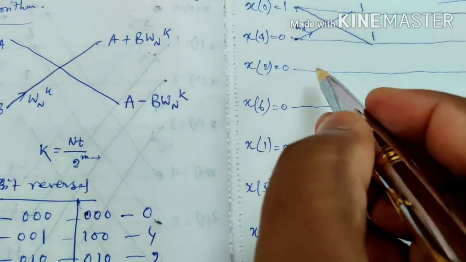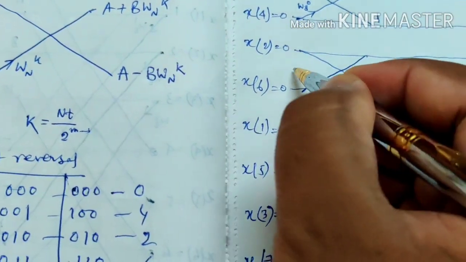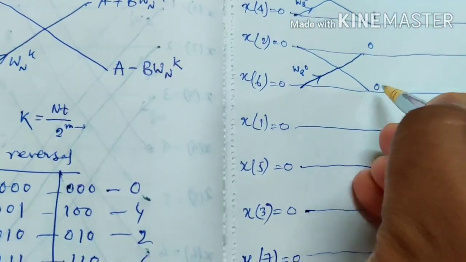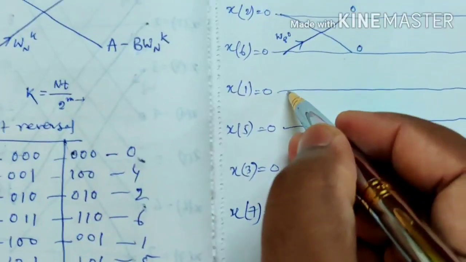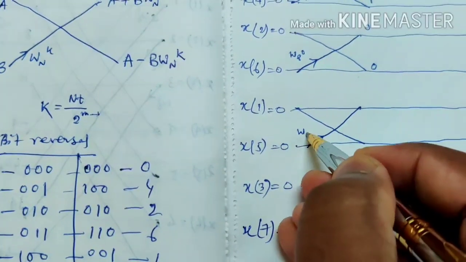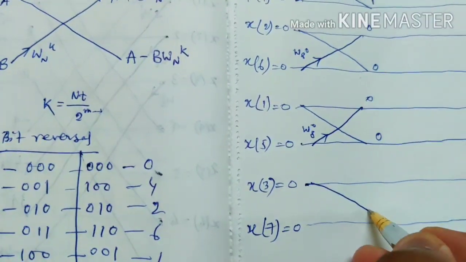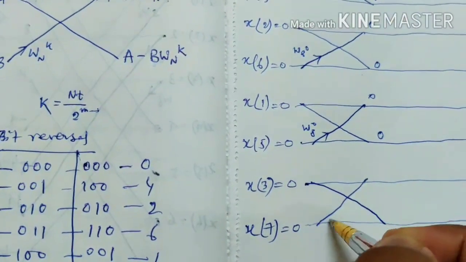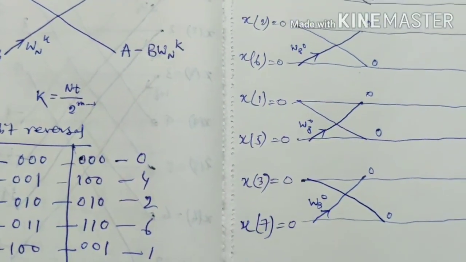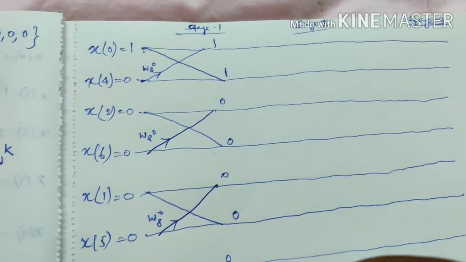So similarly for the next step, that will be omega 8 0. Both values are 0, so the result will be 0. Similarly for the next, both are 0, so this will also be 0. And similarly that is also 0. So this is the first stage operation, the complete operation of stage 1.